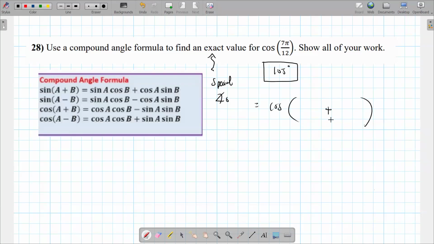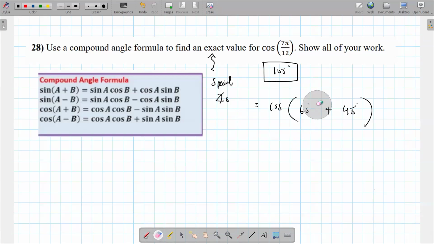One of them is 60. What's the other one? 45. You see it or no? Because 105 is not a special triangle angle, we can't work with it. We need to rewrite it in terms of something that we can work with. So one combination would be 60 and 45.